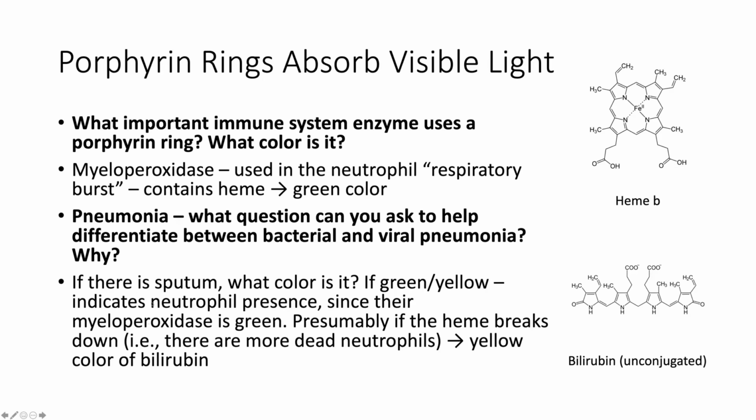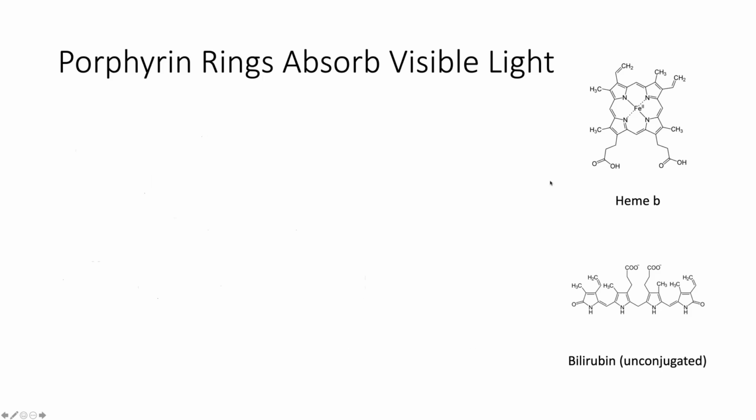So you say, if there is sputum, what color is it? If it's green or yellow, that would indicate neutrophil presence, since when the neutrophils break down, they're going to release their myeloperoxidase, which again contains heme. The heme, again, is a porphyrin ring, so it absorbs visible light. So if the heme breaks down a little bit, then you can actually basically get bilirubin. I'm pretty sure that's where the yellow comes from if you've got yellow sputum. Cool? All these things.